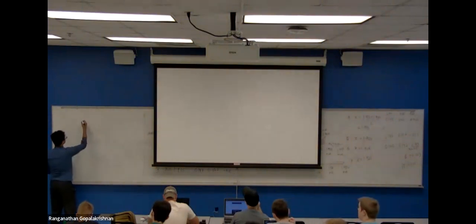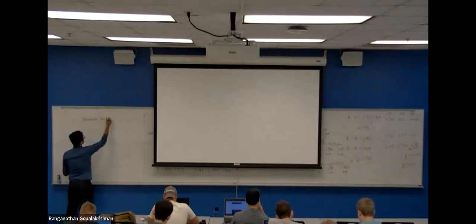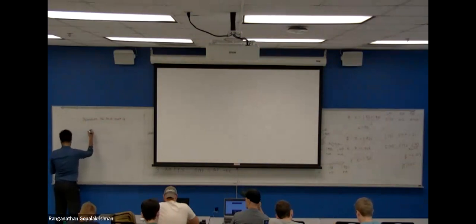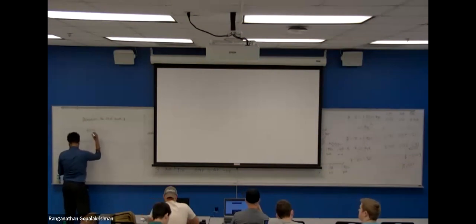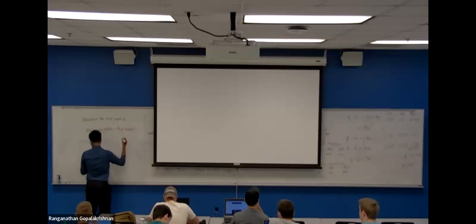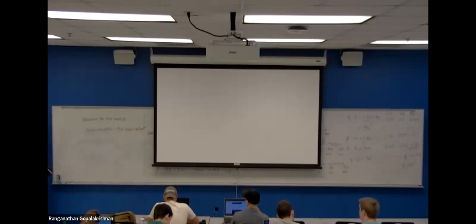Determine the real roots of f of x equal to minus 26 plus 85x minus 91x squared plus 44x cubed minus 8x power 4 plus x power 5. Very messy.